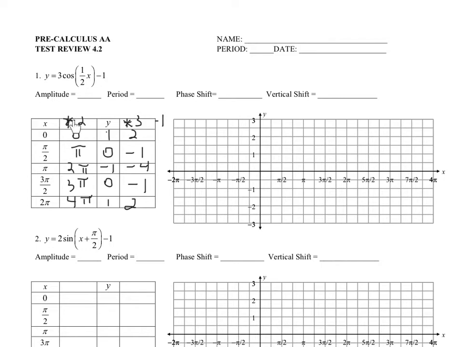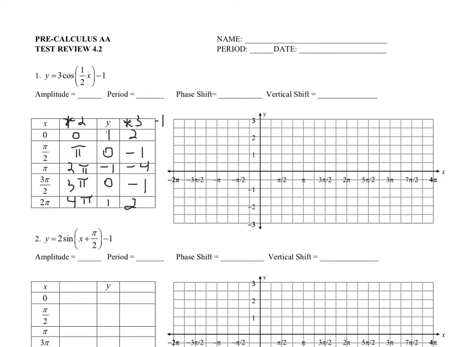So I multiply every angle by 2 since I'm doing the opposite operation. The opposite operation of multiplying by 1/2 is multiplying by 2. So 0 times 2 is 0. Pi over 2 times 2 is pi. Pi times 2 is 2 pi. 3 pi over 2 times 2 is 3 pi. And 2 pi times 2 is 4 pi. So these are going to be the angle measurements for my graph.